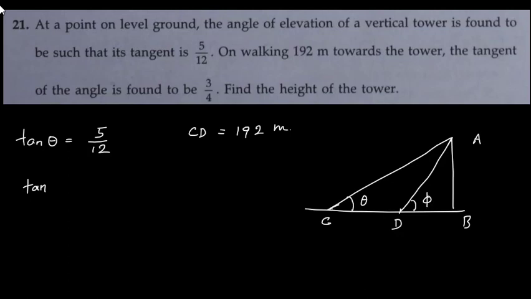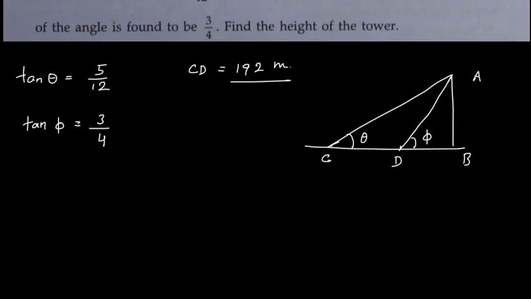As we assume x, y as a variable for any unknown, similarly when an angle is unknown, we use this symbol, a circle with a horizontal line between them, that is called theta, and the other is a circle with a vertical line like this, called phi. So tan phi is given 3 by 4. We have to find the height of the tower, that is, we have to find this AB. On walking means CD is given, 192 meters. Simple. You have already solved this kind of problem in the last lecture. You can solve this problem also.